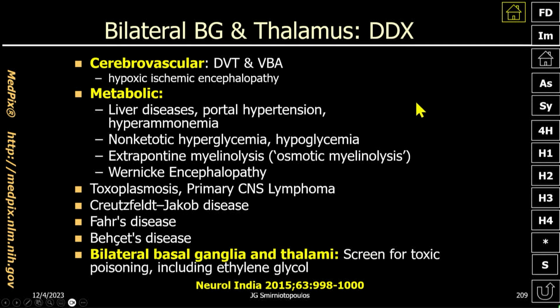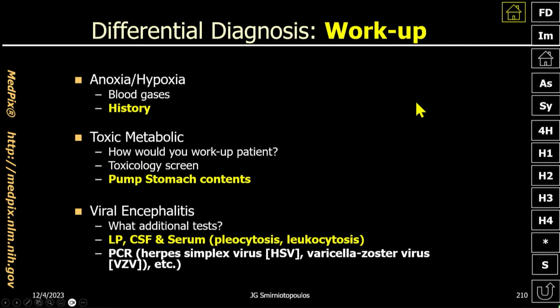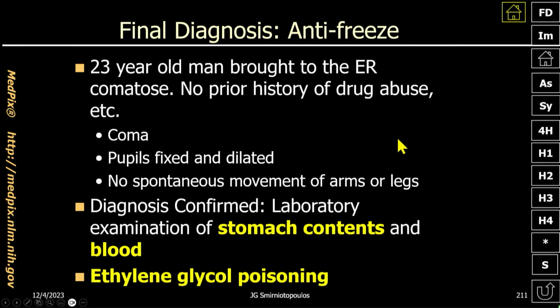But the question is, how are you going to figure out what it is? You're going to pump the patient's stomach, and you're going to find out what's in their stomach. What did they ingest? What kind of a history can you put together? Can you get a lab value that tells you what it is? So they pumped this guy's stomach, and he had antifreeze in his stomach. So this is ethylene glycol poisoning.